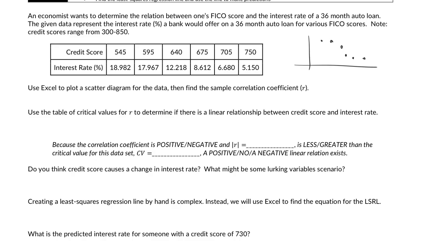However, this is statistics. So we need actual numbers to back up our claims. And so what we're going to do is we're going to actually calculate the correlation coefficient and determine if that number is strong enough for that sample size to be considered a linear relation. What I mean by that is we're going to go and actually do like you did on the warm-up, and we're going to calculate the correlation coefficient.